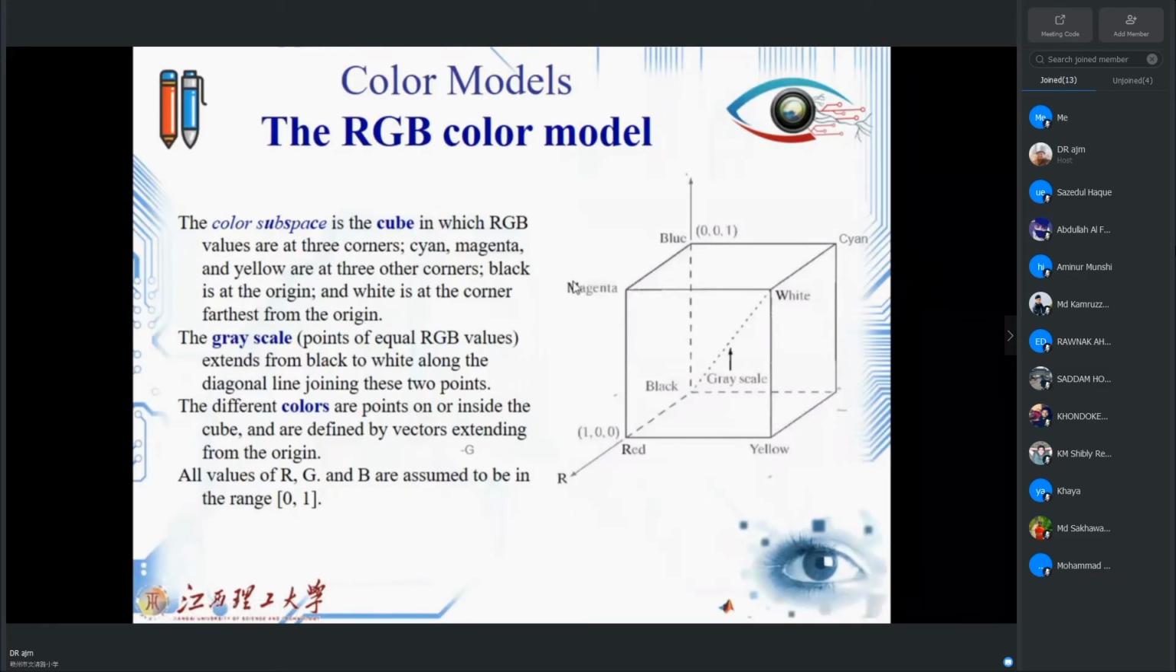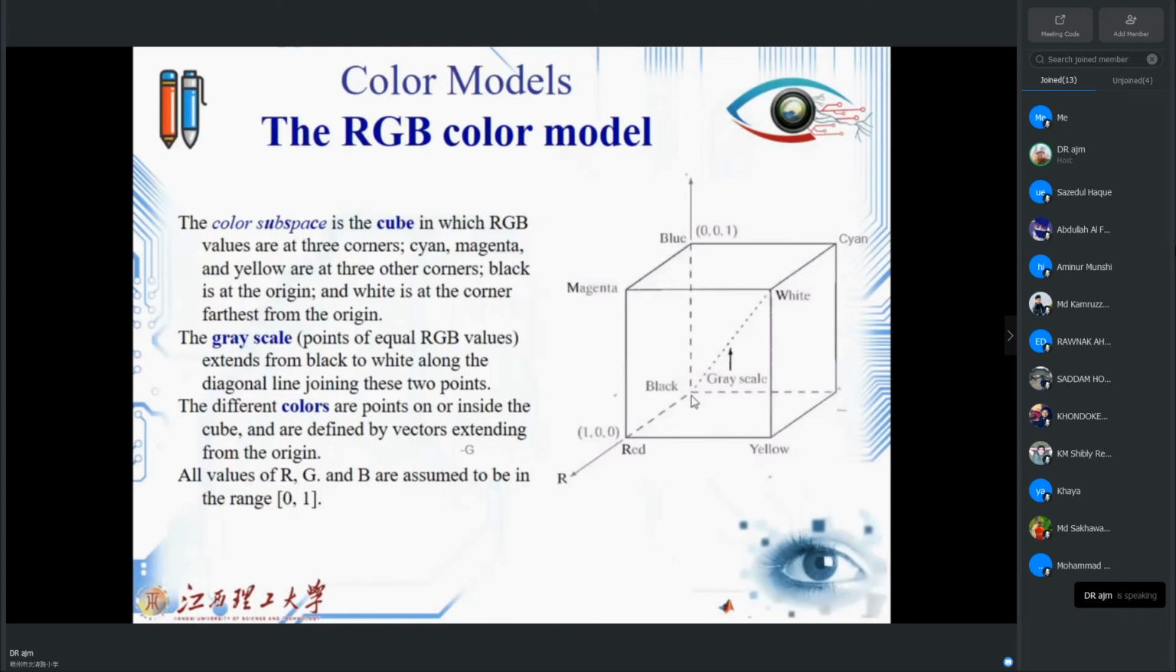Then the color subspace is the cube in which RGB values are at three corners, as I show here. And black is at the origin. It means in black I have 0, 0, 0, meaning no blue, no red, no green. It becomes black. Then if any of these values has any value between 0 to 1, or better, 255, we have a definition for that, then some new color is generated.